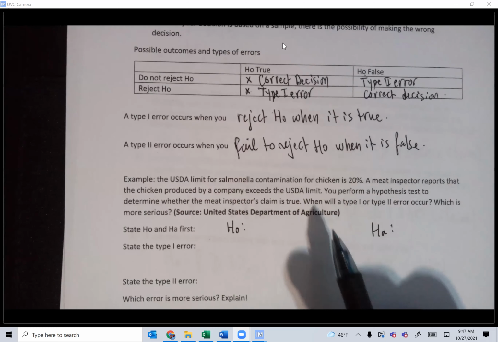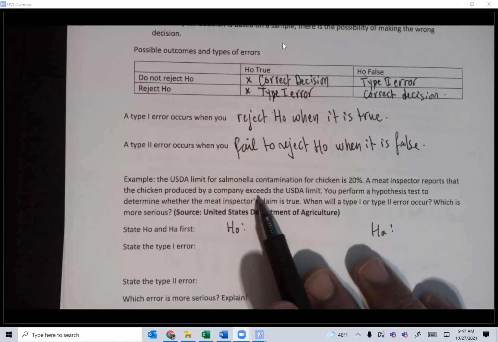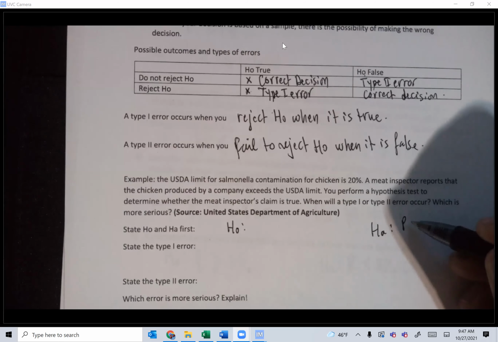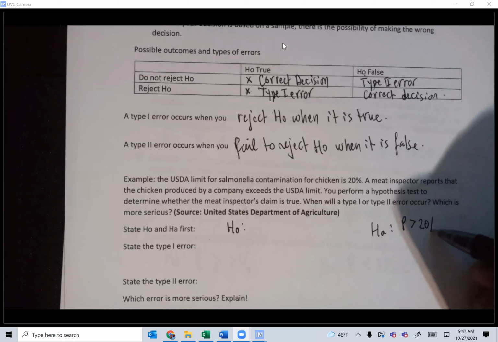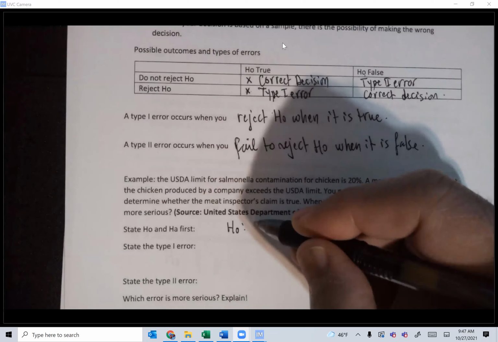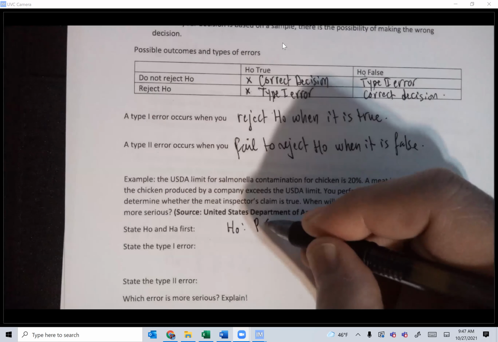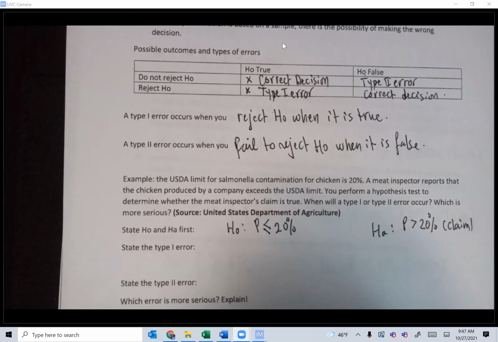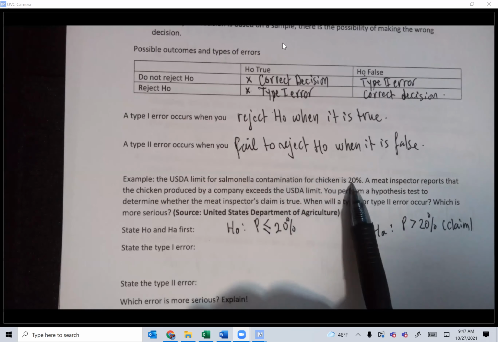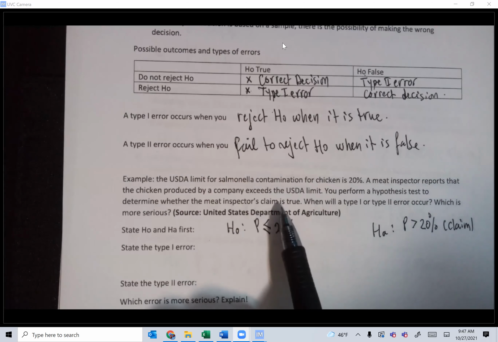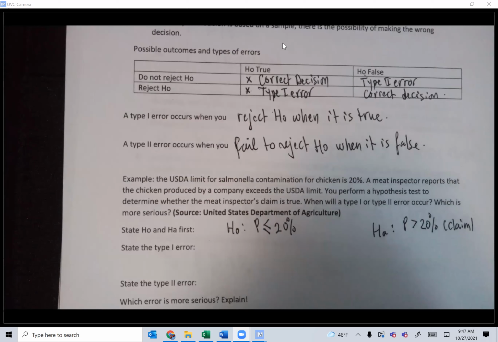The claim is that the meat inspector says it's more than 20%. So p is more than 20%. That's the claim. And here p is less than or equal to 20%. If the meat has 20% contamination, that's good, that's accepted. But if it has less, the better, less contamination. So this is H0, and this is HA.